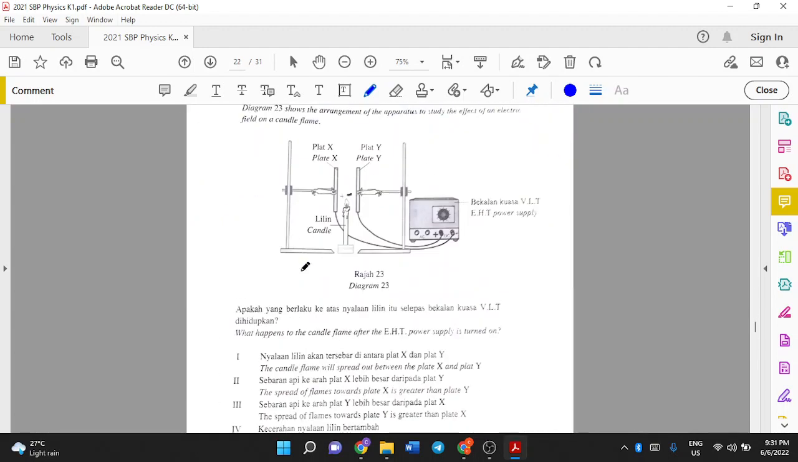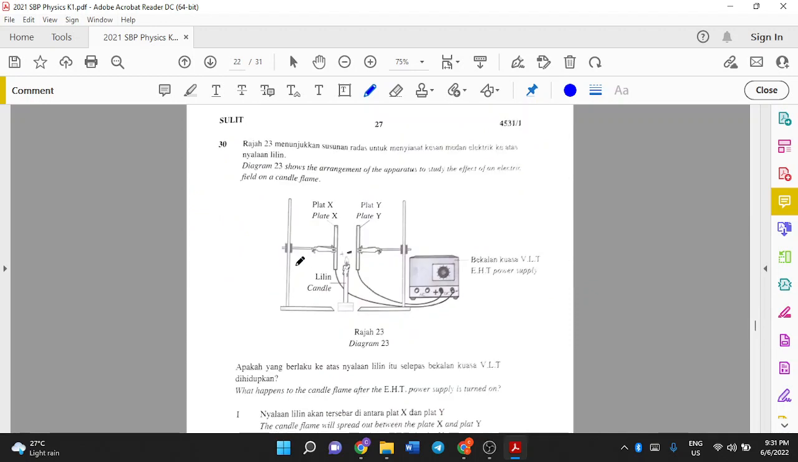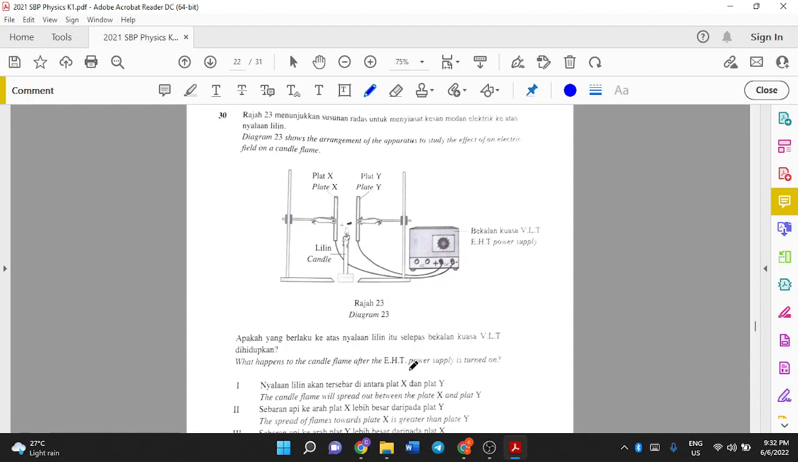The answer is B. So diagram 23 shows the arrangement of the apparatus to study the effect of an electric field on a candle flame. What happens to the candle flame after the EHT power supply is turned on? Just for further information, EHT represents extra high tension, or usually we call it high voltage supply.